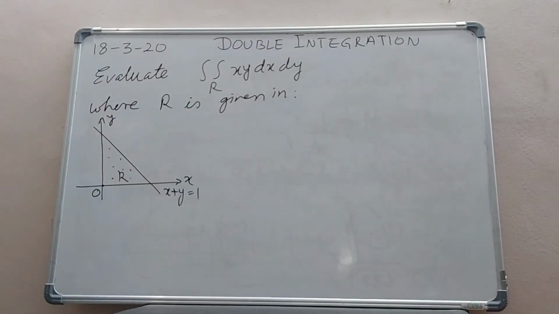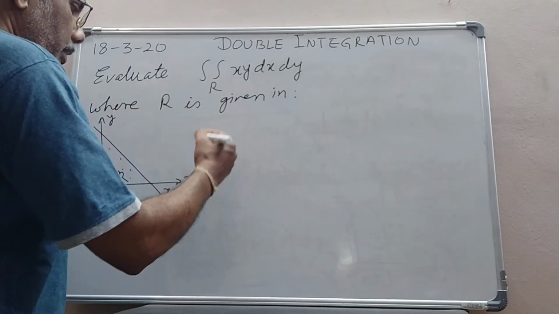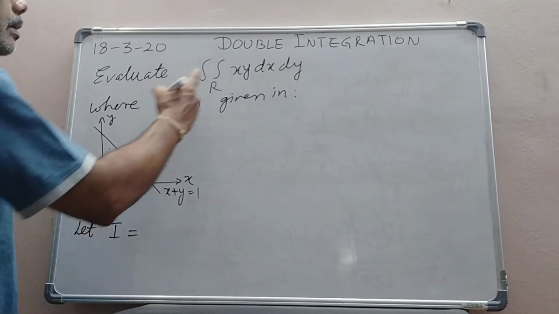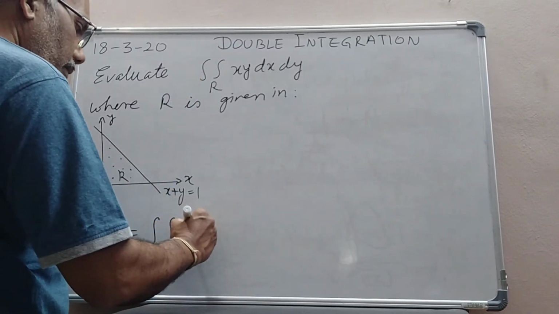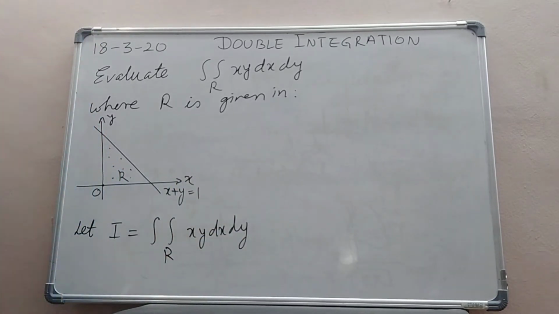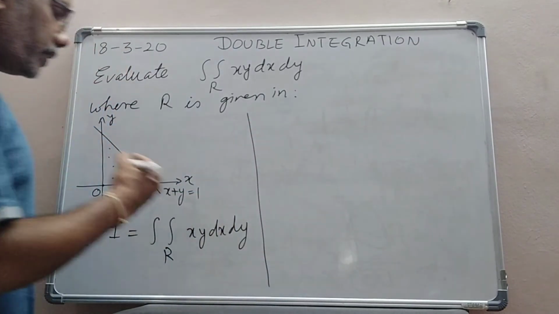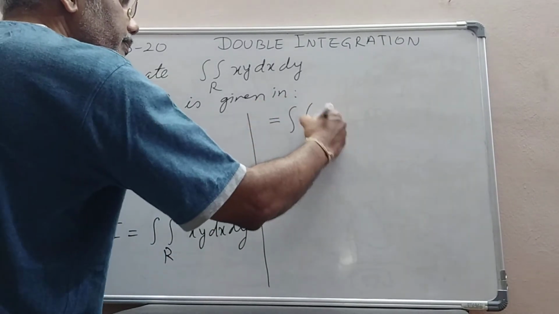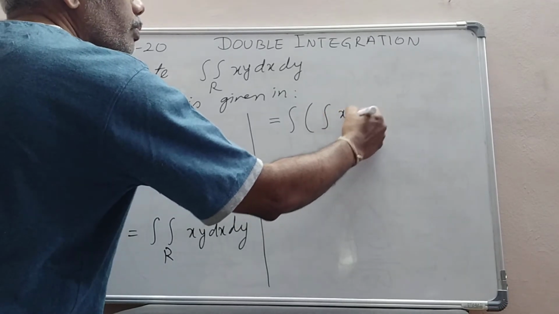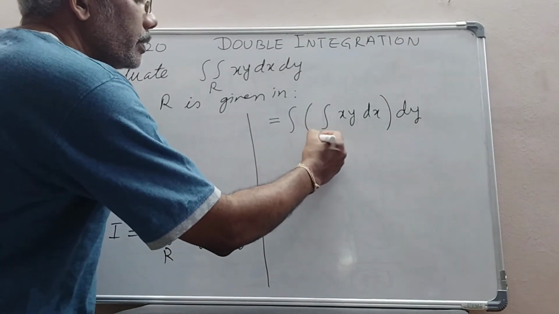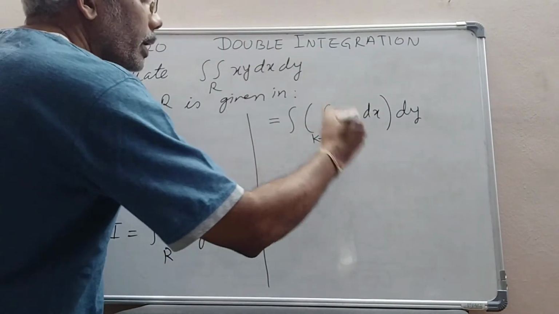Now I wish to evaluate this. Let me give it a name. So I call the value of the integral I, and I wish to integrate first with respect to x. So this is same as the integral of xy dx dy, and for this part of the integral, y is a constant.